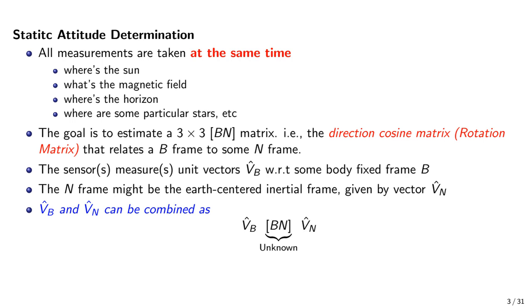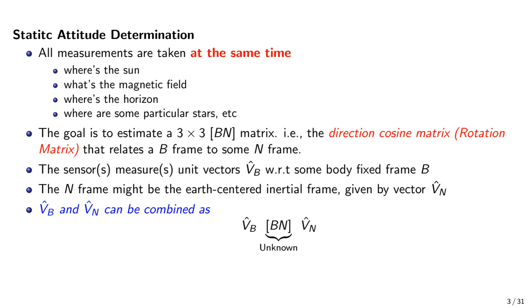The difference between static and dynamic is simply in the time at which you're taking your measurements. For static attitude determination, you do all your measurements at the same time. For instance, you want to know where the Sun is at a particular time. You want to know the magnetic field, maybe of the Earth. You want to know the Earth's origin. You want to know where some particular stars are, and all of that. You want to take measurements, okay?